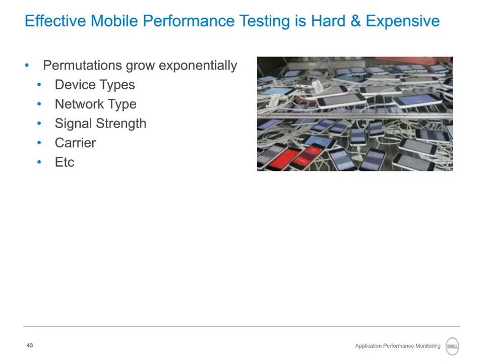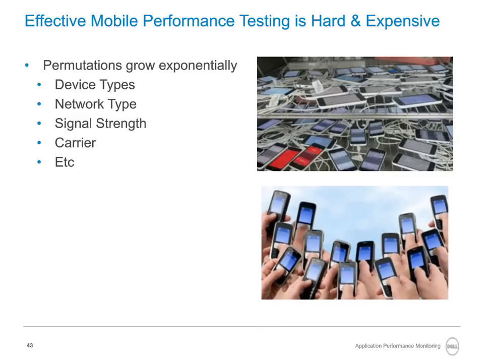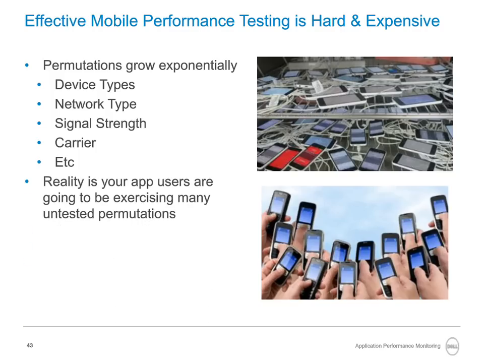But the really big challenge, as Max pointed out, is the network. What about signal strength, the carrier, the different network type, what's the latency? All those factors start to come in, and the number of test cases just grows exponentially. And if you're really trying to do good coverage, you end up with a QA team that's walking around town looking something like this. So it's not cost effective. The reality is, once you deploy your app, they're going to be exercising many untested permutations. And as Max pointed out, that is the area where we see the most trouble as far as performance.